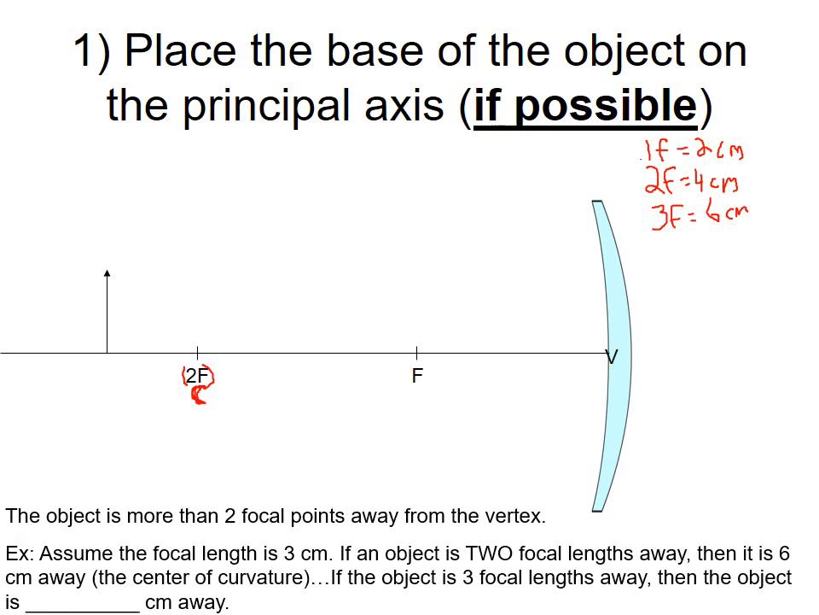So in this case here, just to go back to the distance rule that we discussed, this object is more than 2 focal lengths away. For example, this would be 1 focal length, this would be 2 focal lengths, and it looks like it's about 2.5 focal lengths away. So here you can see our example. If the focal length was 3 centimeters and an object is 2 focal lengths away, then it would be 6 centimeters away. If it was 3 focal lengths away, then it would be 9 centimeters away.